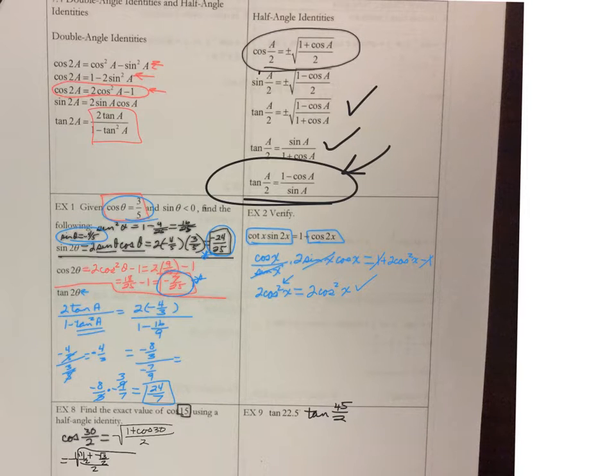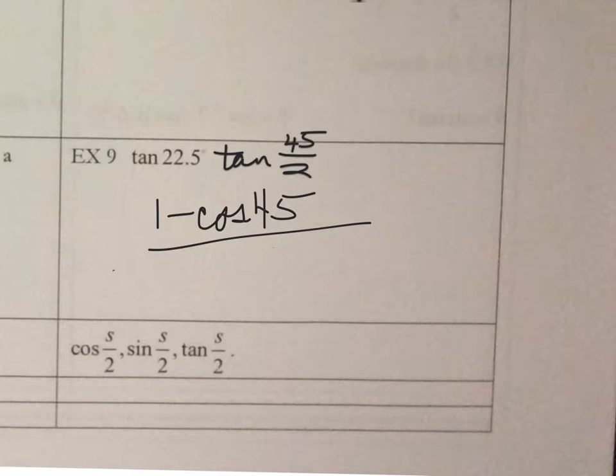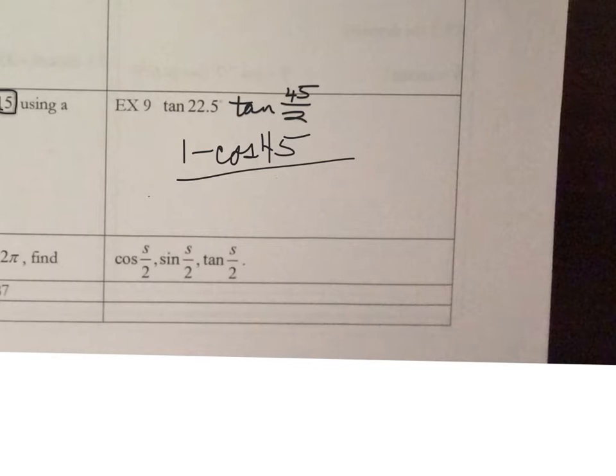So, what's that going to give me here then? Well, then I would have 1 minus the cosine of 45 all over the sine of 45.